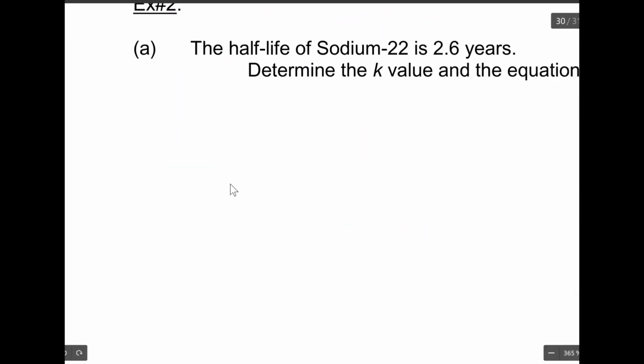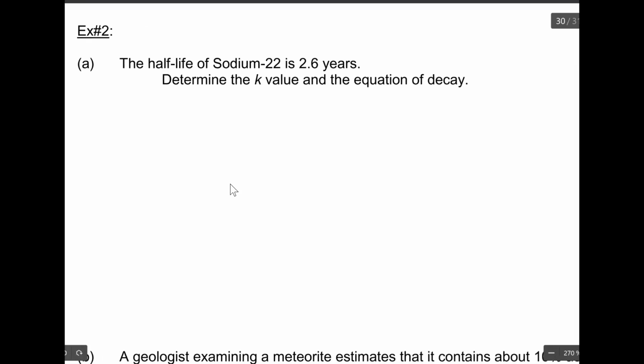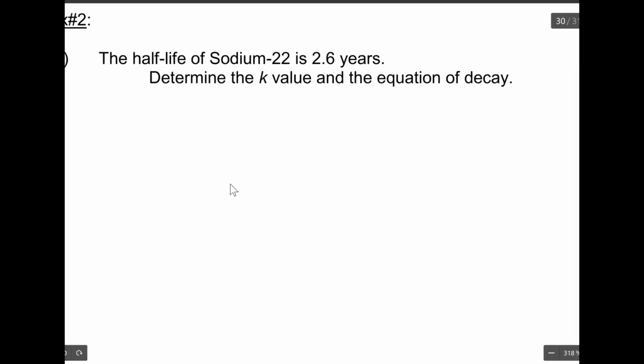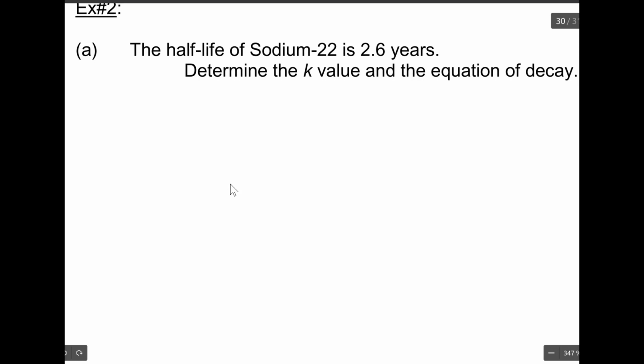All right. Example 2. The half-life of sodium-22 is 2.6 years. Determine the K value in the equation of decay. Can I do this? Sure. Talk me through it. Okay, so you do K equals. I'm trying to find what K is.